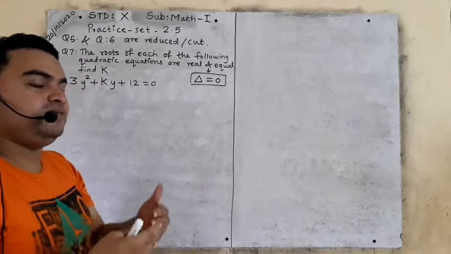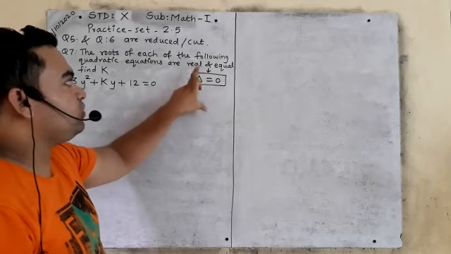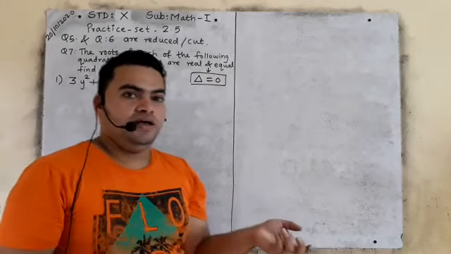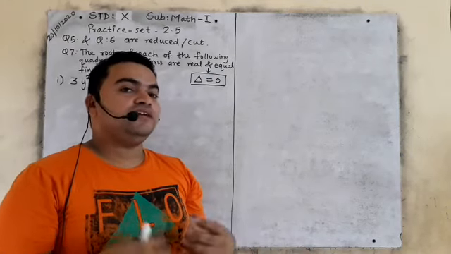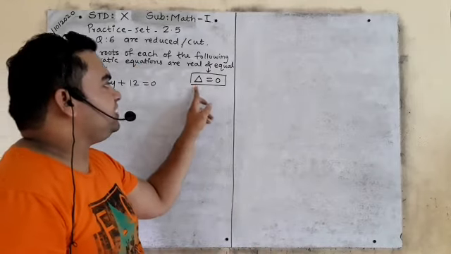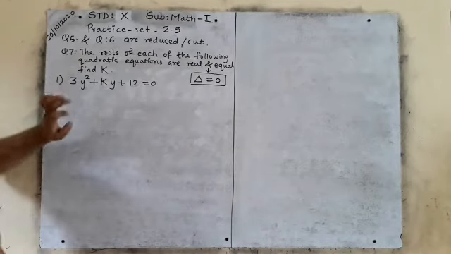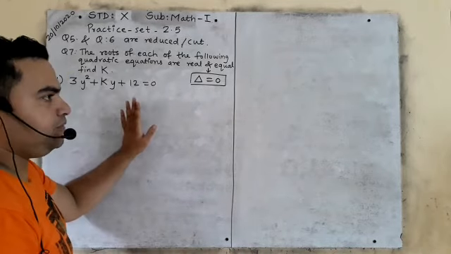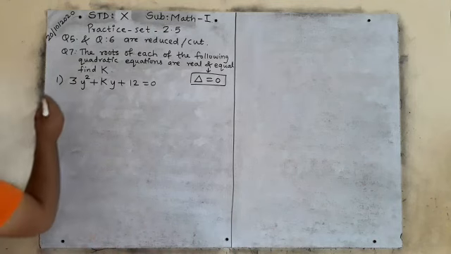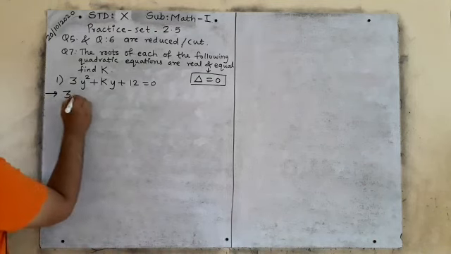What does it mean? It means delta will be 0. Delta is equals to 0 because it is real and equal. The nature of the roots of the given quadratic equation is real and equal, it means delta is equals to 0. Then what? Find k. We have to find the k. Simple as that. Just look at the board how to solve. You will write the question first as it is.